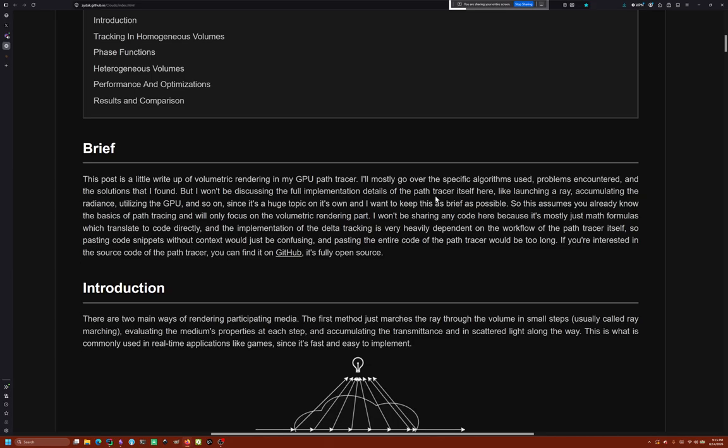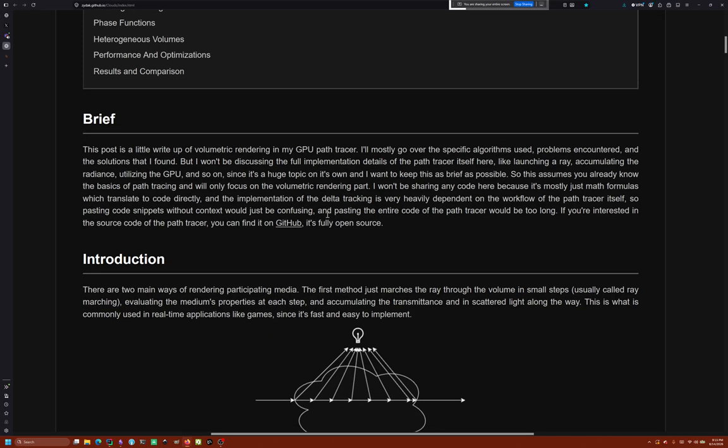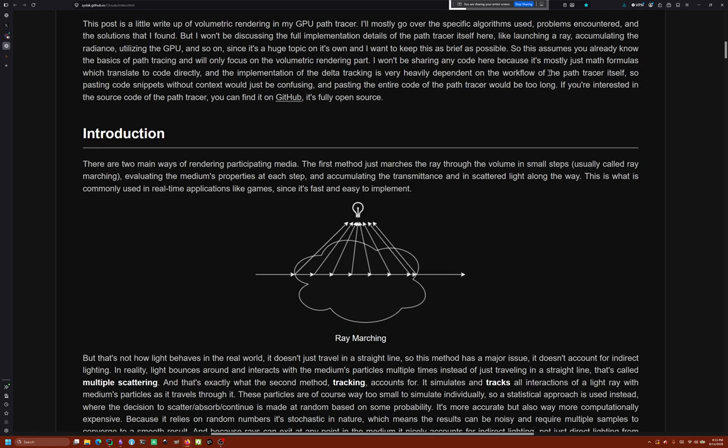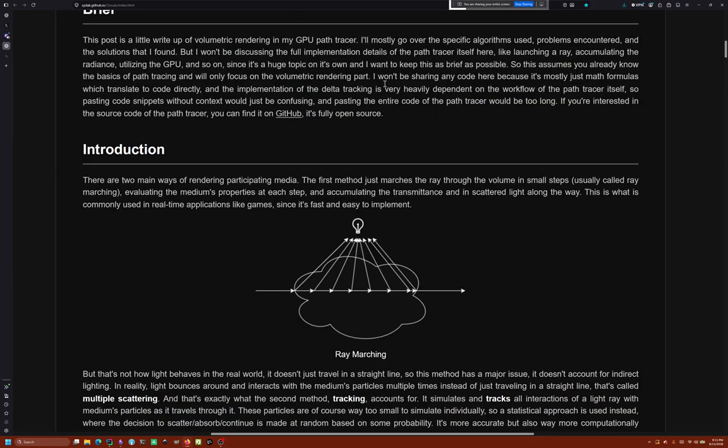Won't be discussing full implementation details like launching rays, accumulating gradients, utilizing the GPU, and so on, because it's a huge topic on its own. We want to keep this as brief as possible. So this assumes you already know the basics of path tracing, and we'll only focus on the volumetric rendering part. I'm not showing any code because it's mostly just math, which translates to code directly, and implementation of the delta tracking is heavily dependent on the workflow of the path tracer itself. So pasting code snippets without context is just confusing. Pasting the entire code of the path tracer is too long. So the source is on GitHub.